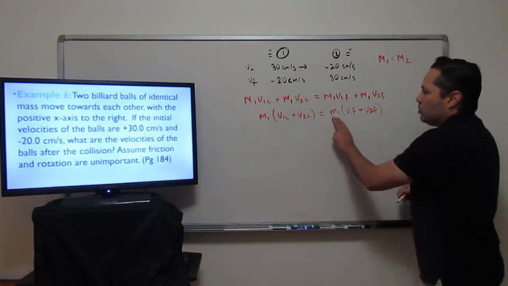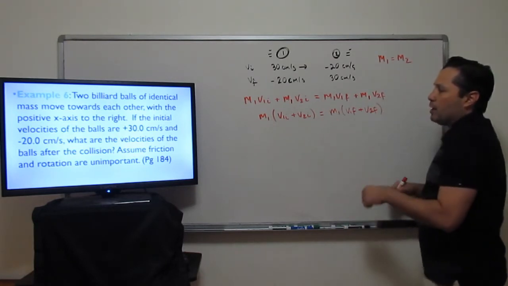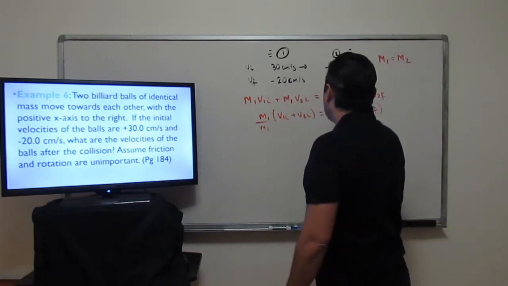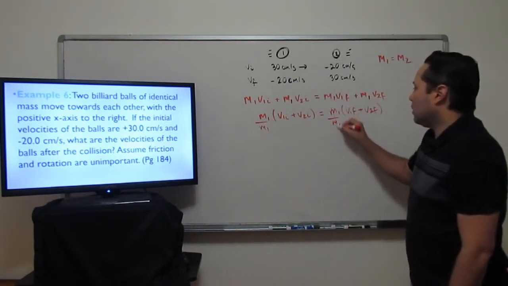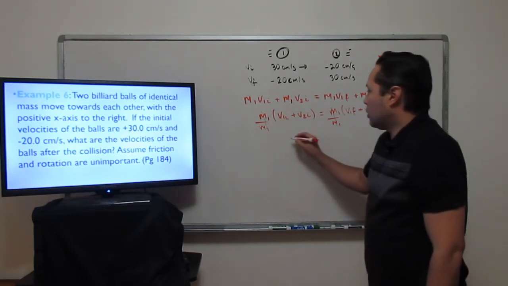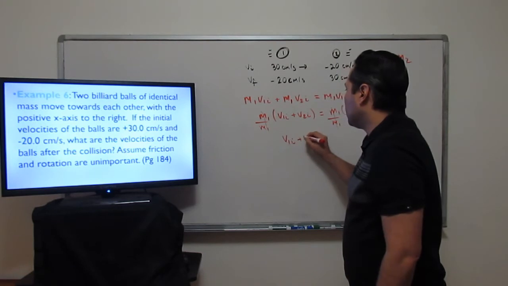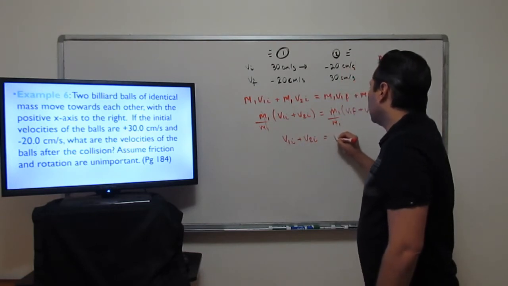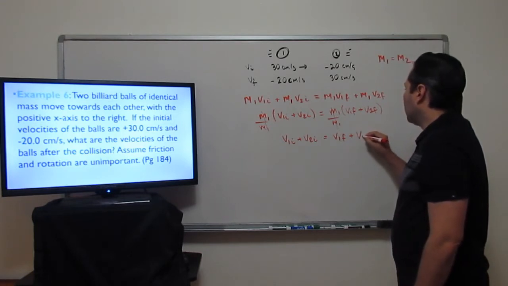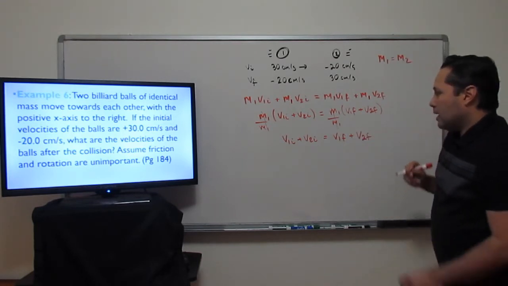Now what can I do? Notice I can divide both sides by M1 and now they're gone. So I'm going to do that, divide by M1 on both sides, and they're gone, leaving behind just this formula right here. It's going to be V1 initial plus V2 initial is equal to V1 final plus V2 final.